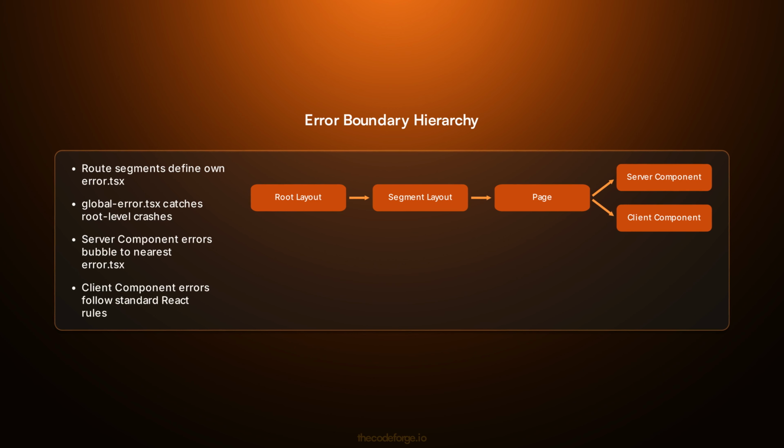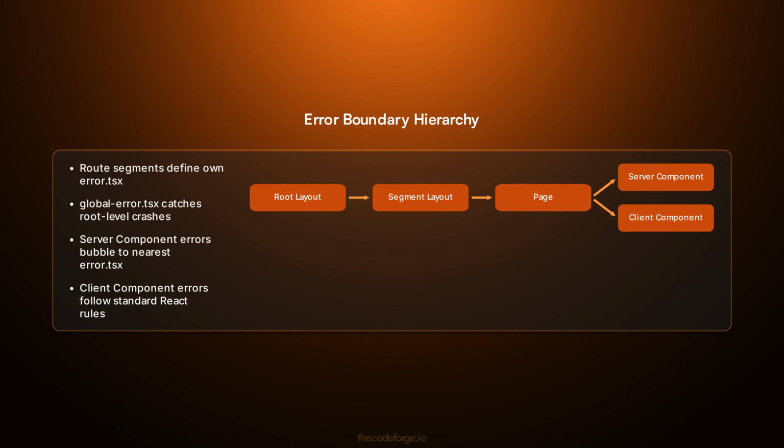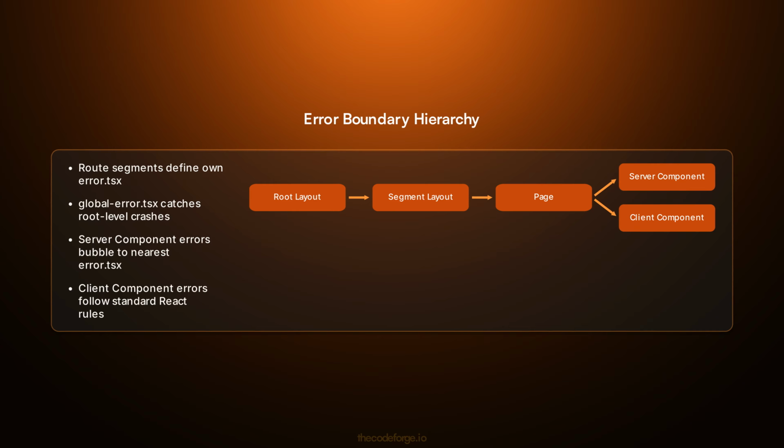Next.js 16 uses a nested error boundary system that maps to your route segment structure. Each route segment can define its own error.tsx, which catches errors from all child server components, client components, and data fetching within that segment. The global-error.tsx file at the app root catches errors that escape all nested boundaries. It must be a client component and defines the entire application's last resort fallback.